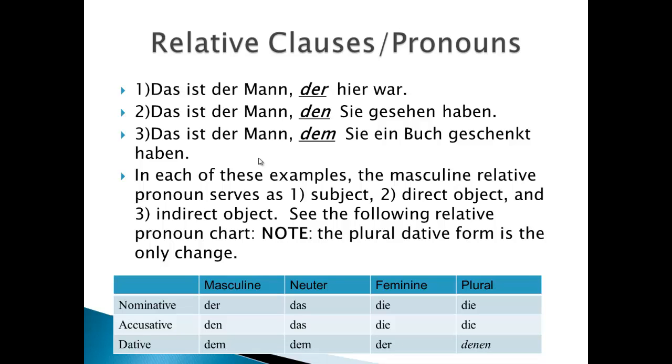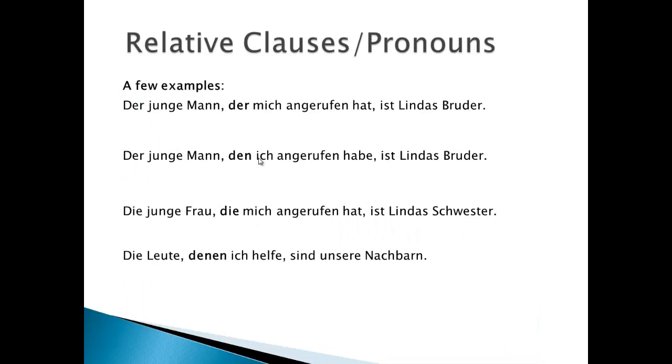Going through these somewhat quickly, but those show the different uses of the masculine, depending on what role it's playing in that relative clause. So this little table here, you're already familiar with these except for the plural in the dative. Notice that one in the bottom right hand corner. It is denen. And I'll show you an example on the next slide here. So we have these 4.